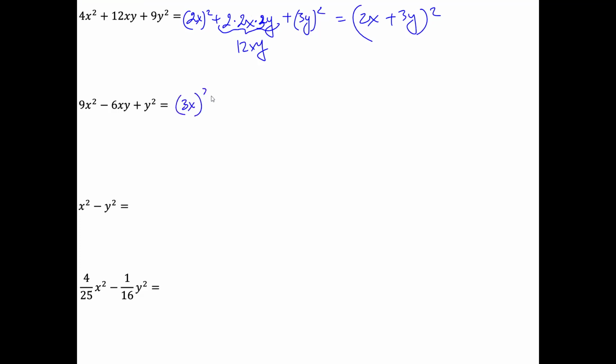Okay, this one, 3x squared plus y squared. Now here minus, so I put minus 2 times 3x times y. Is that 6xy? Yes? Okay, so we have it again, (3x minus y) squared. This one is easy.